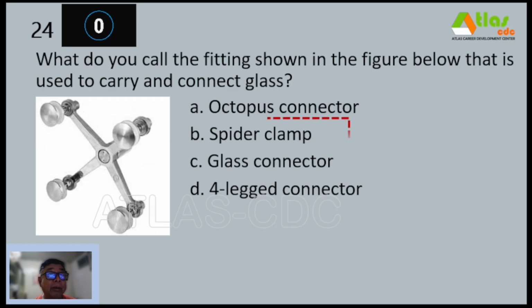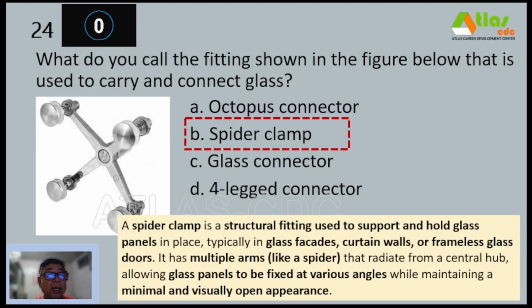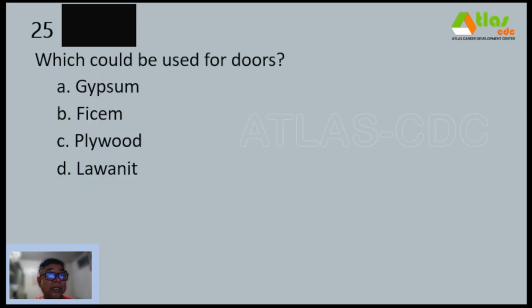And our correct answer is letter B, spider clamp. So a spider clamp is a structural fitting used to support and hold glass panels in place, typically in glass facades, curtain walls, or frameless glass doors. It has multiple arms like a spider that radiate from a central hub, allowing glass panels to be fixed at various angles while maintaining a minimal and visually open appearance.